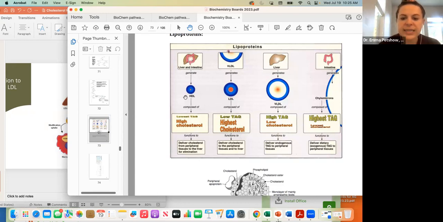Now that we've defined these four, we'll look at the liver picture in a second, but what questions do you have about these 4 lipoproteins before we get into it further?